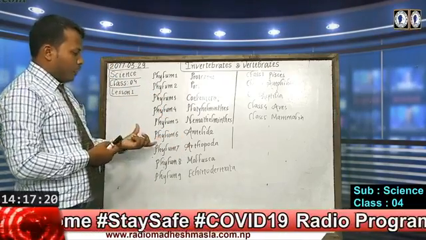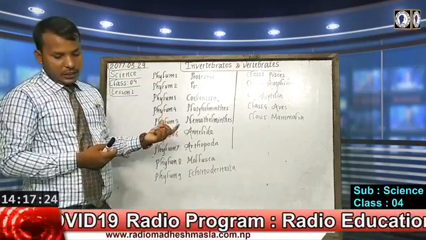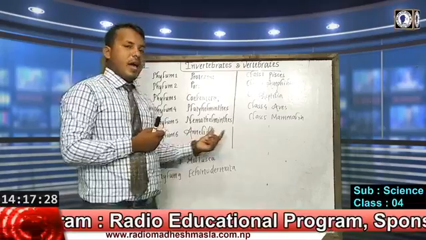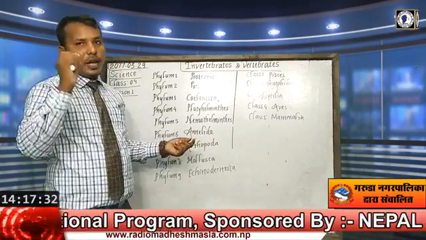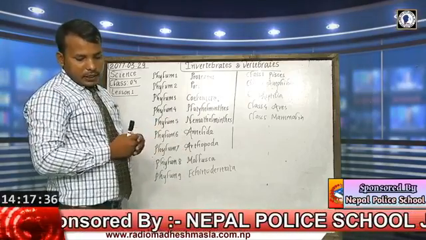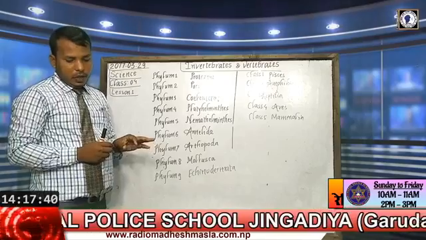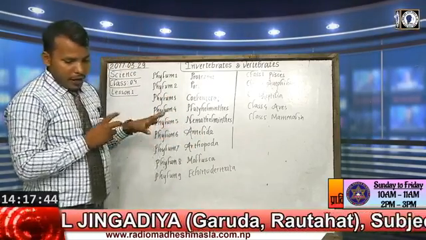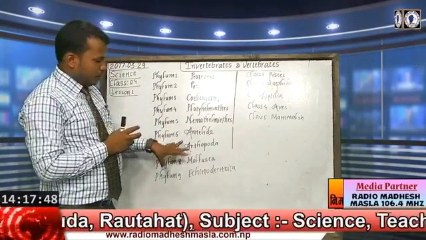Next, Arthropoda. All the insects are kept in Arthropoda. This phylum includes animals which have jointed legs. Most arthropods have 6 legs, a pair of wings and a pair of antennae. Their body is divided into head, thorax and abdomen. Butterfly, housefly and cockroach are all kept in Arthropoda.